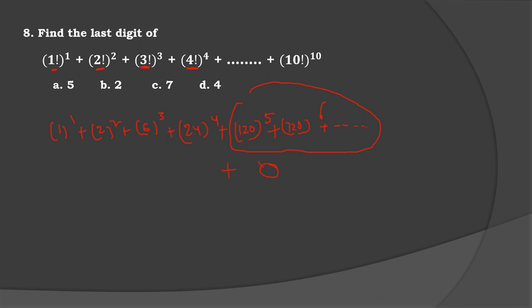So 1 power 1 equals how much? 1, plus 2 square 4, 6 cube, 6 power anything 6. Then now look at 4 power 4. 4 power even number, what is the unit digit? 6. 4 power odd number, unit digit 4. Look at 24, unit digit 4, right? Then 4 power 4, the unit digit is what? 6, right? Now 1 plus 4 plus 6 plus 6 plus 0. Finally it is 5, 16, 17. 17 unit digit equals 7. Unit digit equals 7.